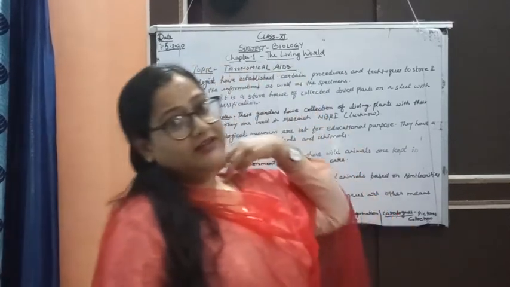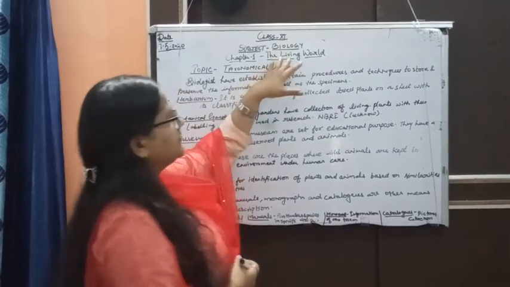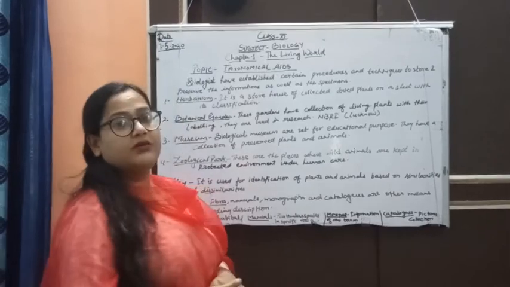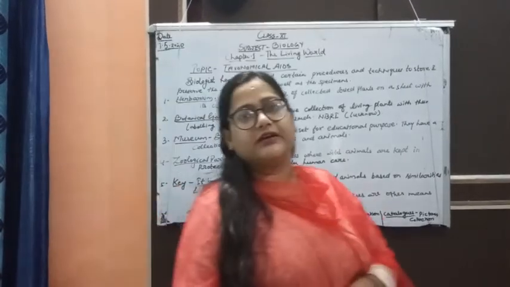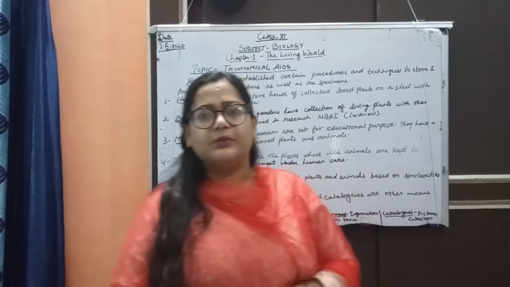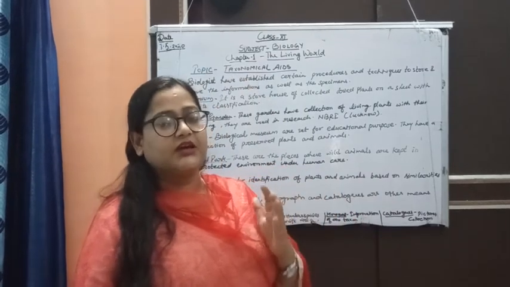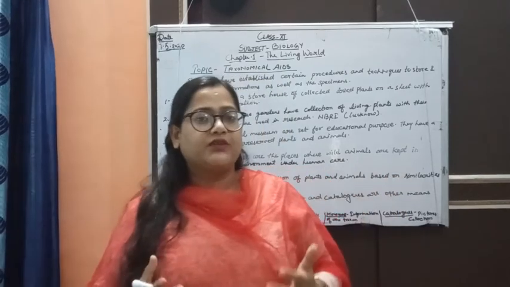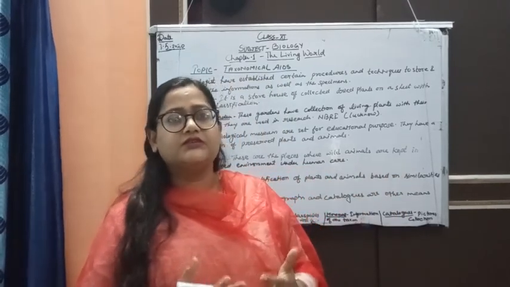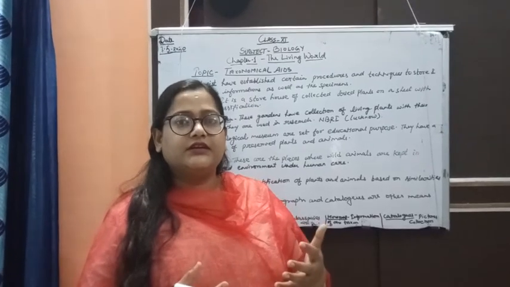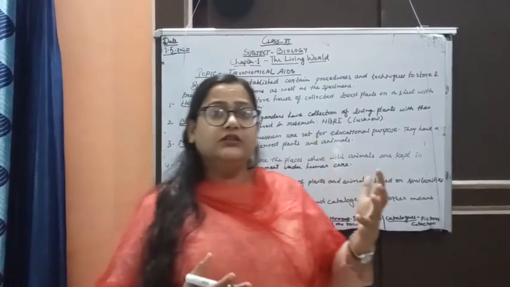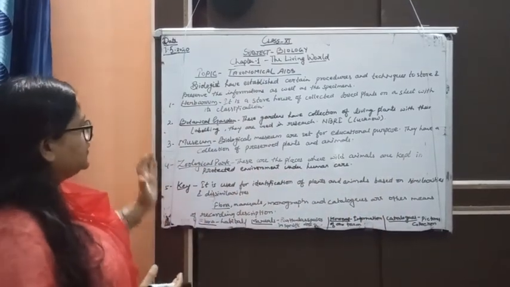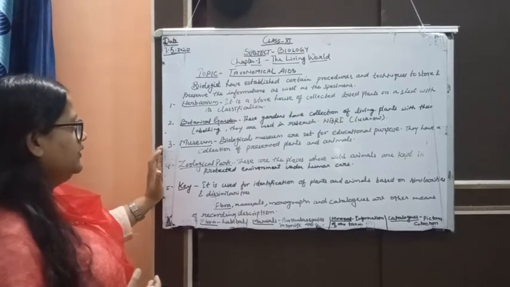Here today again we are with the same chapter but with a different topic, and today's topic is taxonomical aids. What are taxonomical aids? Firstly, what is taxonomy? Taxonomy is the study of classification, and whatever we have classified we have to study. So aids are the materials which are helpful in studying taxonomical things. Today we are here with some of the taxonomical aids which we have to study.